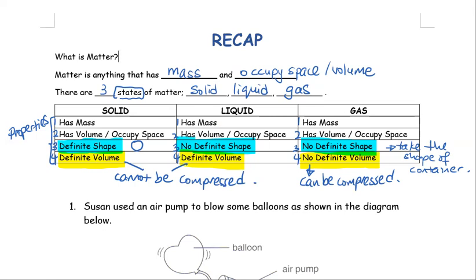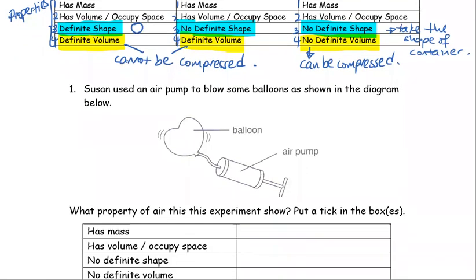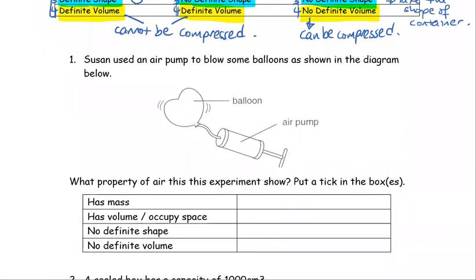So let's take a look at the questions now. Susan used an air pump to blow some balloons as shown in the diagram below. What property of air does this experiment show? Put a tick in the box or boxes.